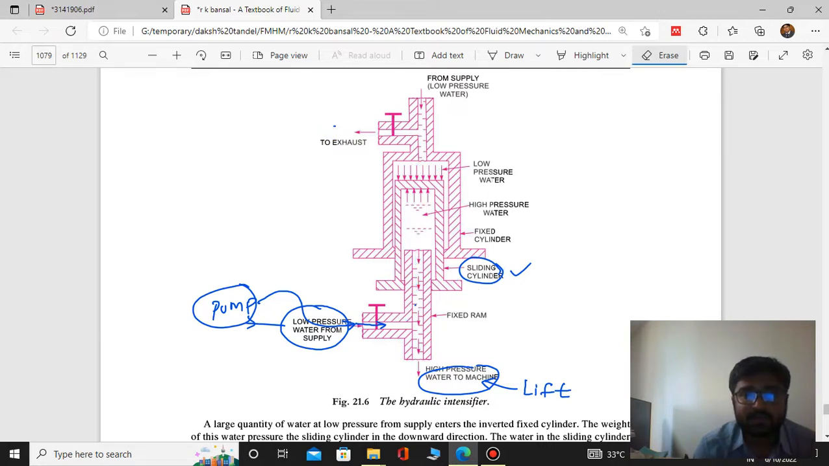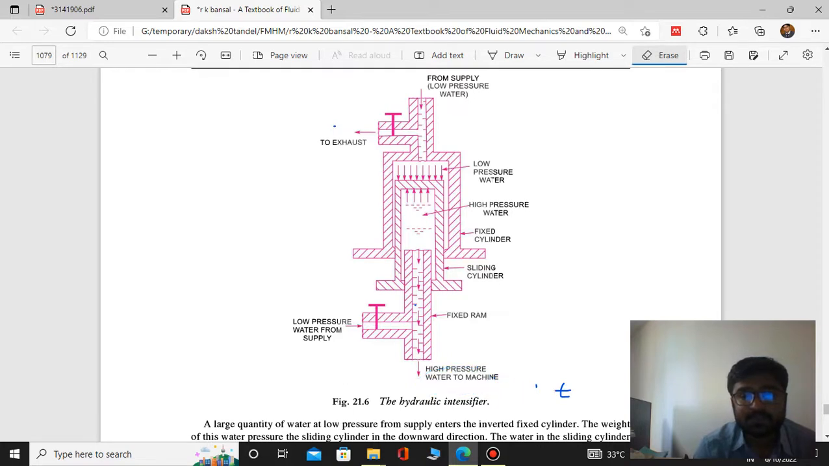So in the accumulator we were only storing pressurized liquid, but here we will not only store, we will increase the pressure also. So if you want to increase the pressure, what will you have to do? Initially, you will have to close this valve.